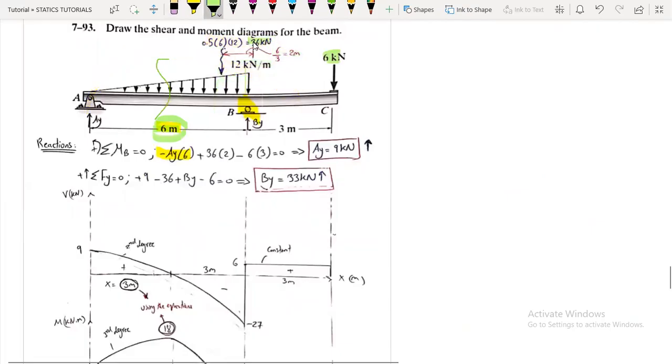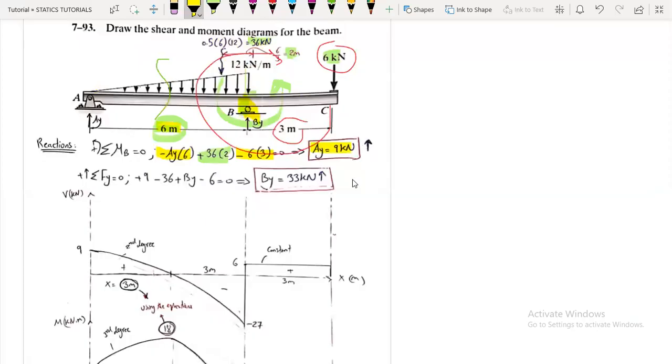Here the moment of the resultant will be 36 multiplied by the distance, which is 2. About point B, we are taking the moment, and it's positive because it's counterclockwise. So plus 36 multiplied by 2. And here we have 6 multiplied by the distance, which is 3, but it is rotating clockwise, so it is negative. So minus 6 multiplied by 3, and AY will be 9 kilonewtons acting upwards.